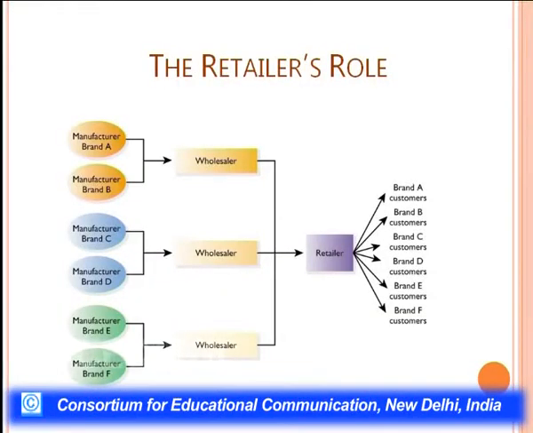If we broadly look at the retailer's role, we would understand that the manufacturers get in touch with the wholesalers. Suppose we have manufacturers of various brands, brand A, B, C, D, E, F. These manufacturers are going to get in touch with the wholesalers, and the wholesalers in turn are going to get in touch with the retailers, so that the retailer is finally going to provide all these brands to the final ultimate consumer. As you can see in the graphical presentation, we have manufacturers catering to various brands. These manufacturers are getting in touch with the wholesalers, the wholesaler is getting in touch with the retailer, and the retailer is finally making these brands available to the consumers.